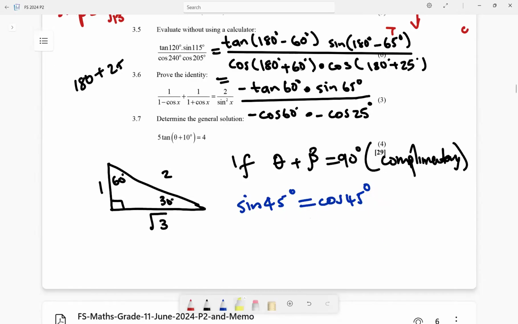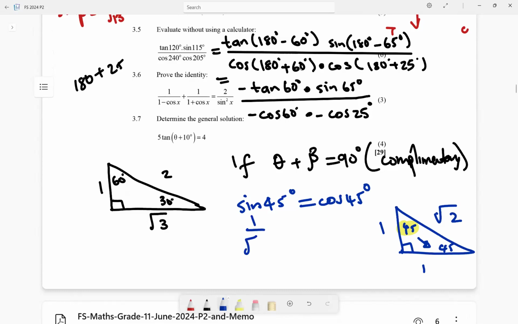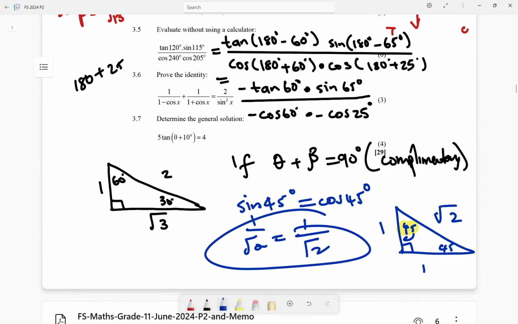How can I prove that? Remember, I have a triangle that looks like this: 45, 45, 1, 1. What is sine 45? I can use this one and say this is opposite. Can you see? It is 1 divided by square root of 2. Let's check if it is equal to cos 45 now. Cos 45, this is adjacent, 1 divided by hypotenuse, square root of 2. Can you see they are equal?